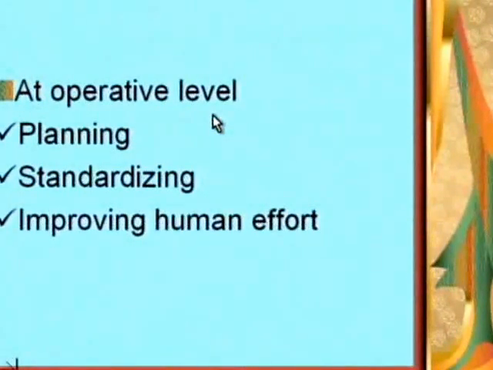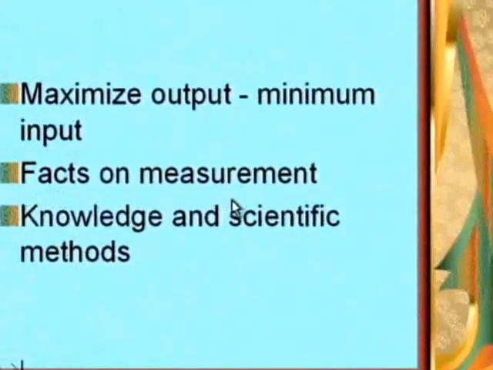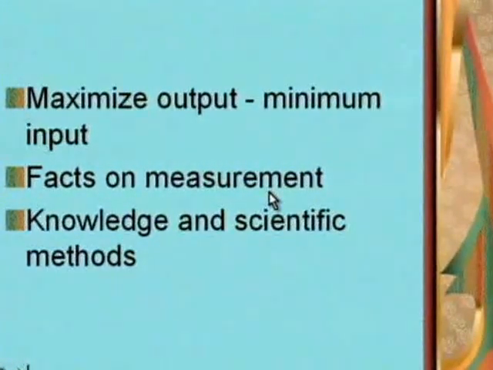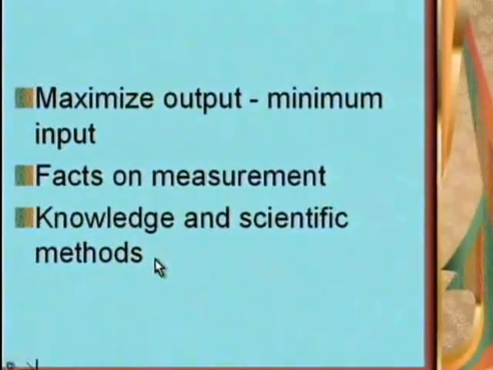At the operative level, in case of scientific management, planning is needed, standardizing is needed, and improving human effort are the objectives of scientific management. It is to maximize output with minimum input. Facts and measurement: the facts must be established with objective nature, and they must be measured. The knowledge and scientific methods: it involves purely the application of knowledge, and scientific methods are given priority in scientific management.